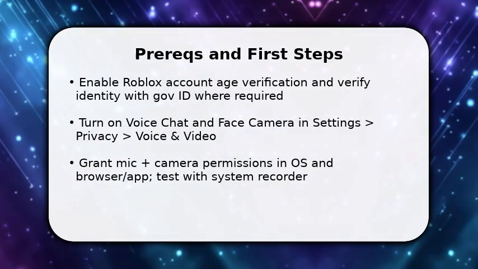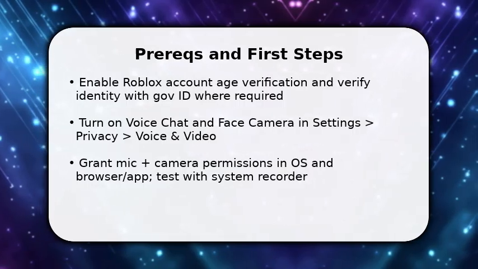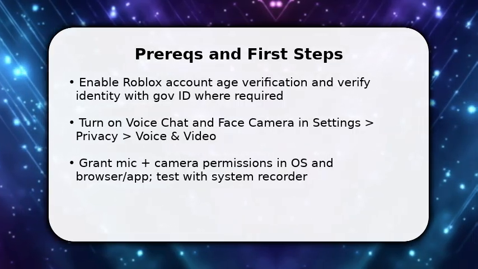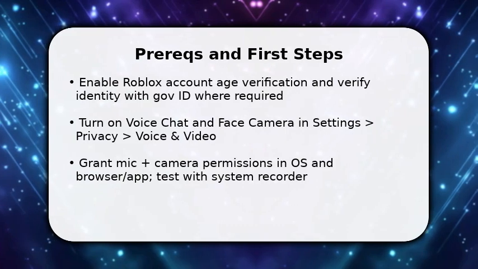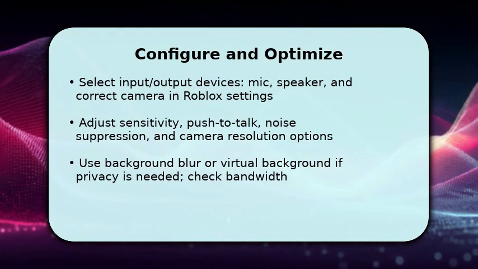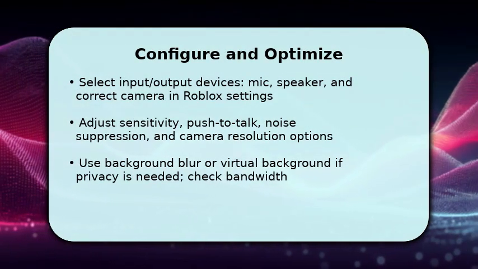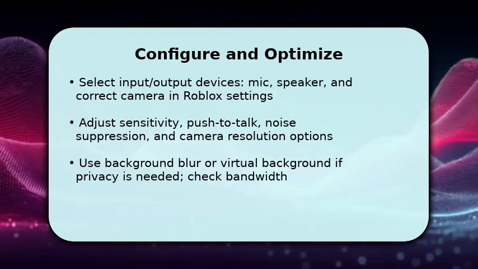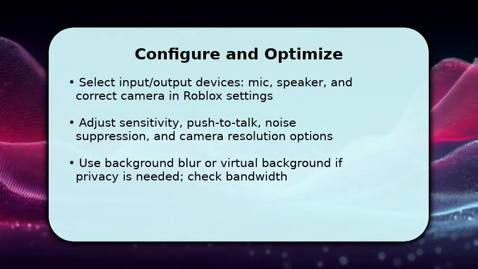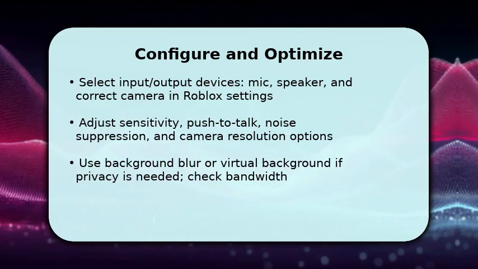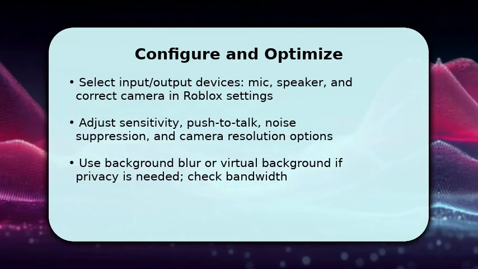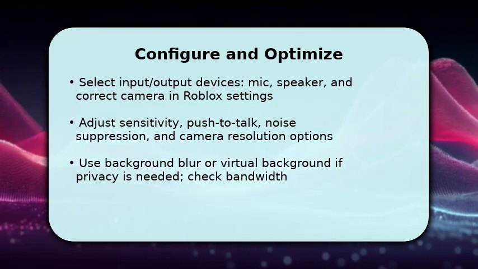Test hardware immediately with your system recorder or camera app to confirm input and image quality, because fixing hardware problems later wastes time. Next, configure devices and audio options so voice chat works smoothly. In Roblox settings, choose the correct mic, speakers, and camera. Adjust mic sensitivity and enable noise suppression or push-to-talk as preferred.